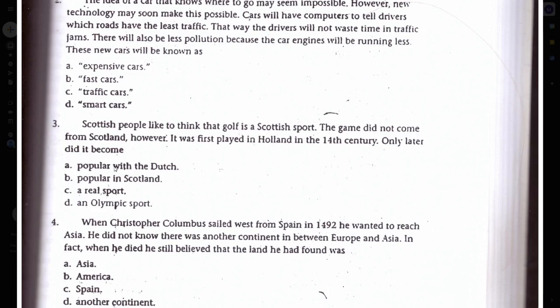However, it was first played in Holland in the 13th century. Only later did it become popular in Scotland. No, popular in Scotland. Dutch. Very good. Popular in Scotland.